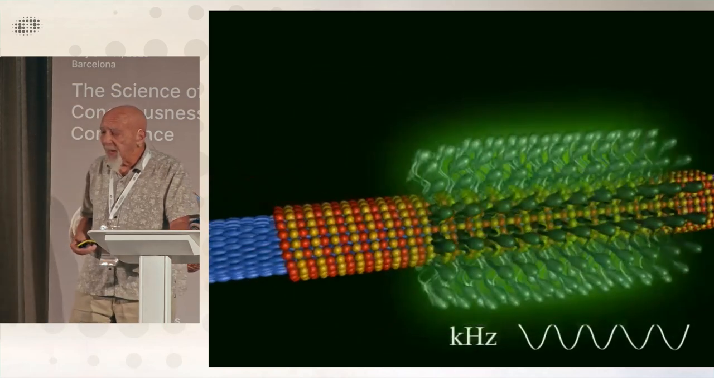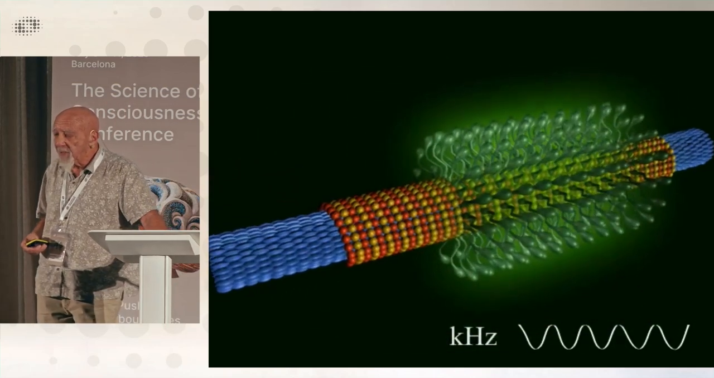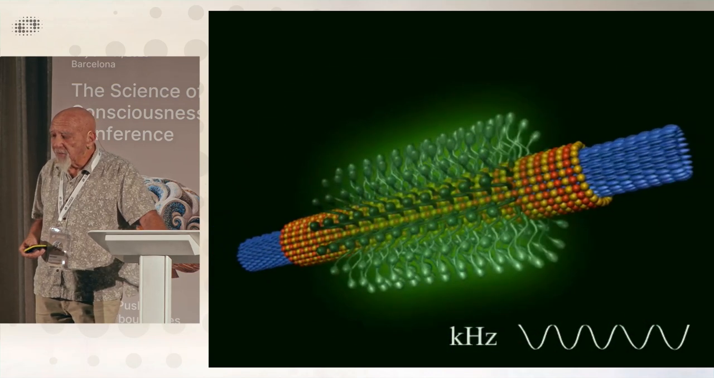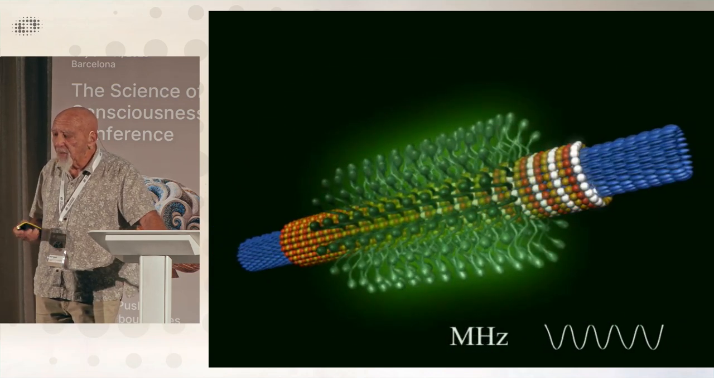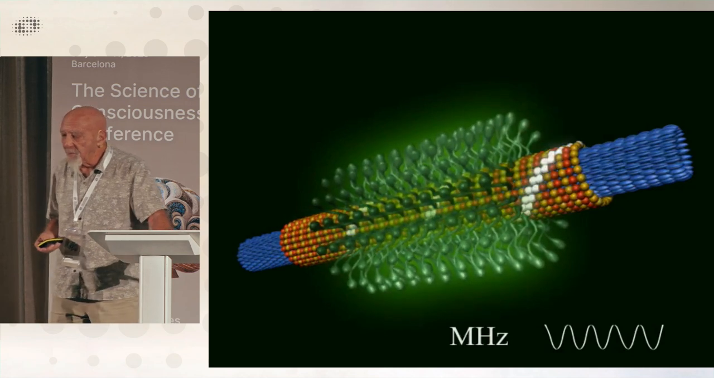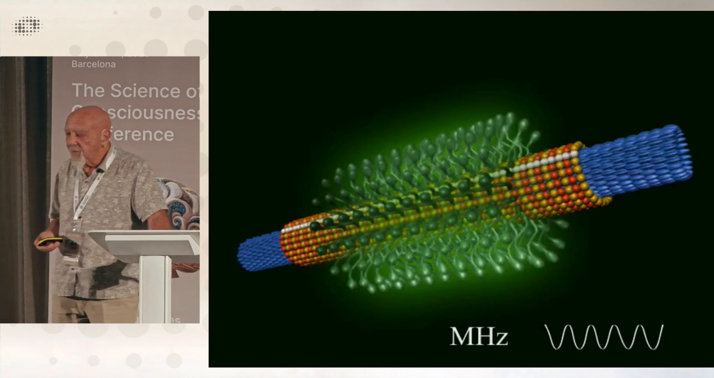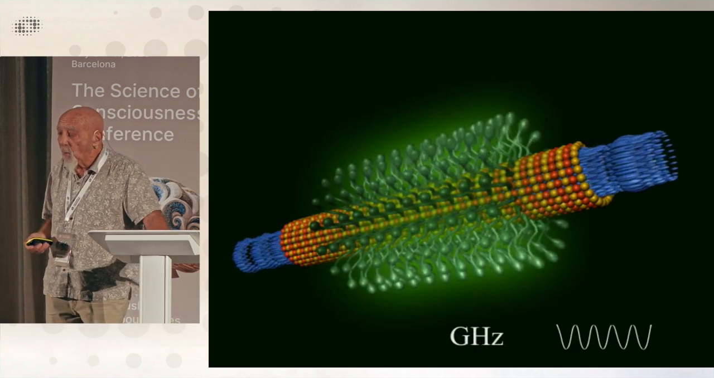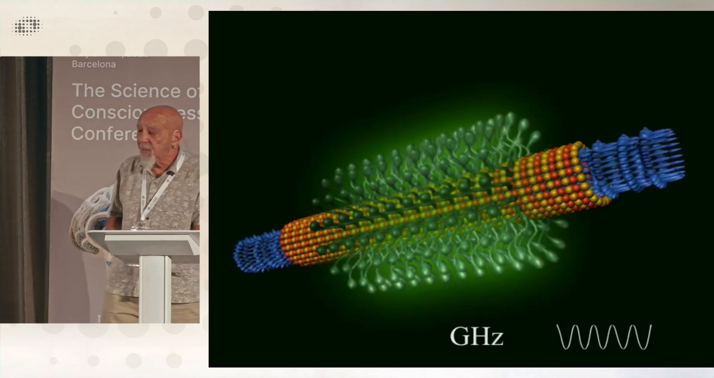So on the outside are the kilohertz. These are the C termini interacting with the water, and these are in kilohertz. And this may be how kilohertz, like in the Neuralink, interacts. And then the microtubule itself has megahertz oscillations, and I think these are the key oscillations. And inside, the water molecules are oscillating in gigahertz.